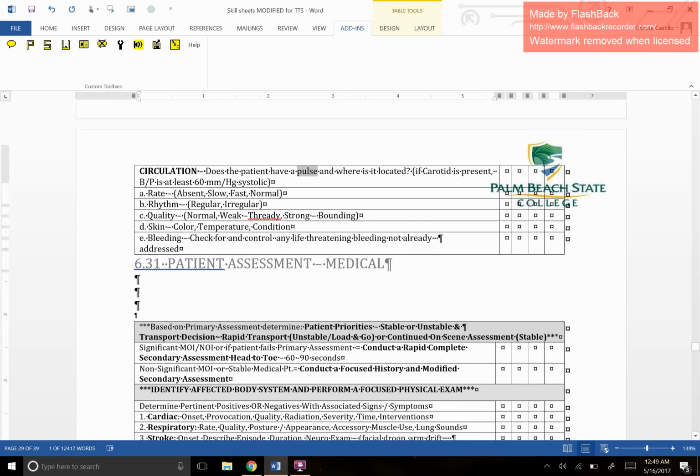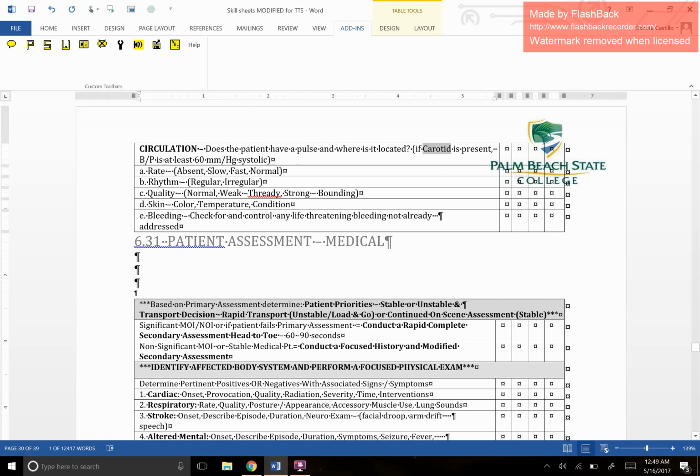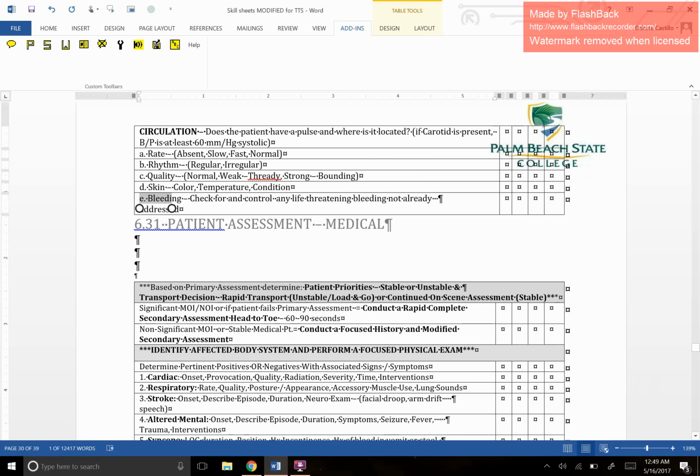Circulation. Does the patient have a pulse and where is it located? If carotid is present, B/P is at least 60 mmHg systolic. A. Rate: absent, slow, fast, normal. B. Rhythm: regular, irregular. C. Quality: normal, weak thready, strong bounding. D. Skin color, temperature, condition. E. Bleeding. Check for and control any life-threatening bleeding not already addressed.